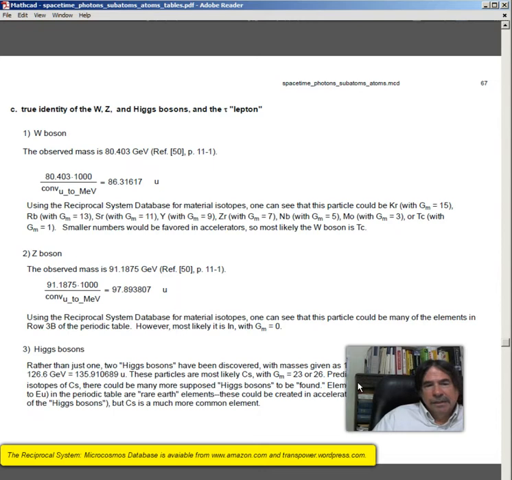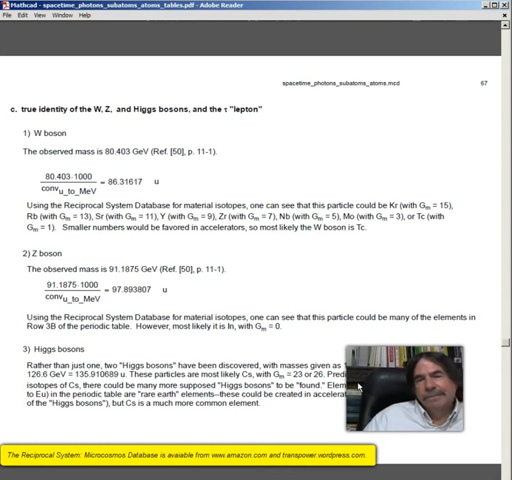2. Z boson. The observed mass is 91.1875 gigaelectron volts, which is 97.893807 U. Using the Reciprocal System database for material isotopes, one can see that this particle could be many of the elements in mode 3D of the periodic table. However, the most likely element is indium with G sub m equals 0.